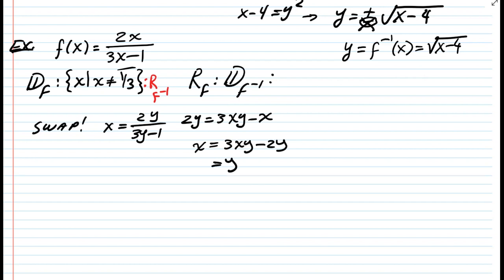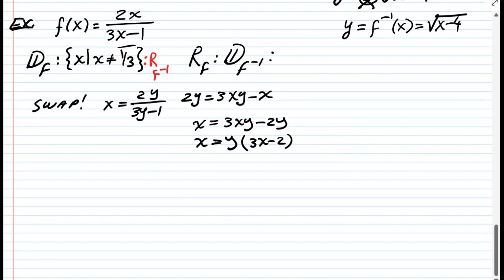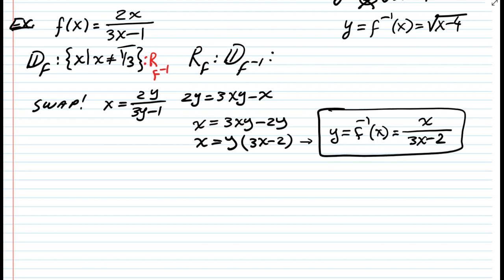And then we're going to factor the y. So that's going to give me 3x minus 2. Okay, factoring out the y. And let's see, it's 3x. Yeah, so it gives me 3x minus 2. And then divide both sides by the parentheses. So from here, we get y, which is f inverse of x, is equal to x divided by 3x minus 2. And there we have the equation of the inverse.